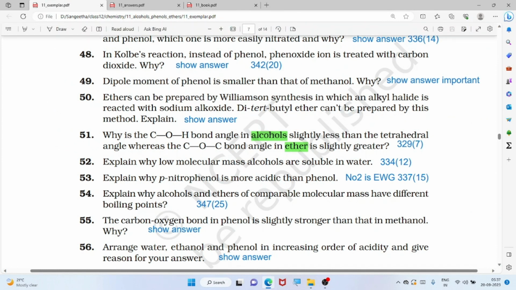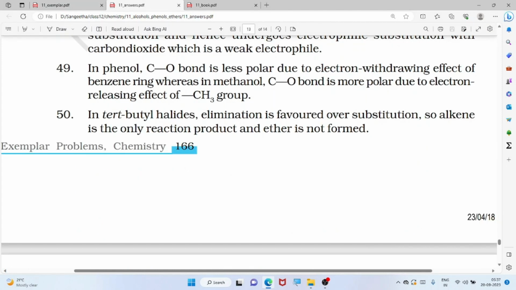Ethers can be prepared by the Williamson synthesis, in which an alkyl halide is reacted with sodium alkoxide. Tertiary alkyl halides can't be prepared by this method. With tertiary alkyl halides elimination is favored over substitution, so alkene is the only reaction product and ether is not formed.